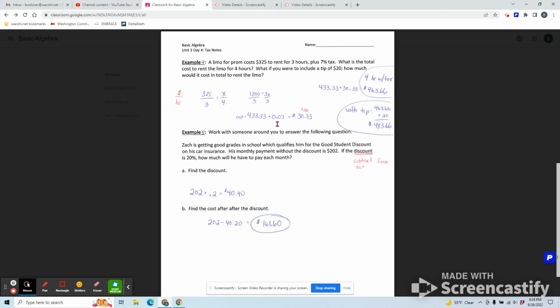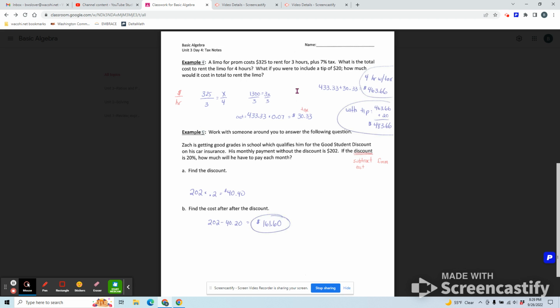Then I took that and I multiplied by 7%, which would be 0.07. So my tax was $30.33. So if I were to add the $433 and the $30.33, it would cost $463.66 for 4 hours with the limo and 7% tax. If I wanted to tip $20, I'm just going to take that total and add $20 to it.